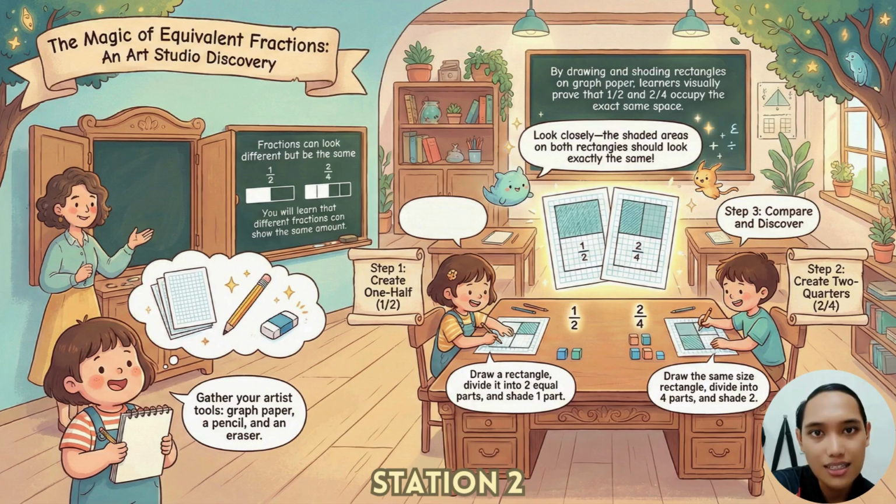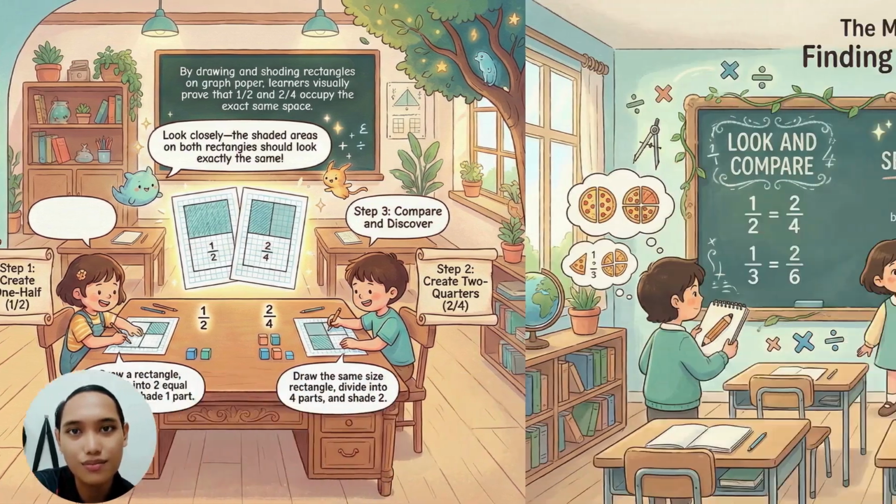To strengthen this iconic learning, pupils then move to the creation phase. Using graph paper and markers, they draw their own visual models of equivalent fractions by shading equal areas in different ways. By the end of this session, pupils no longer rely on physical objects like pizza slices. Instead, they develop a clear visual and mental image of how equivalent fractions work. This visual foundation is essential before pupils are introduced to abstract symbols and equations in the next stage. That concludes station 2, the art studio.